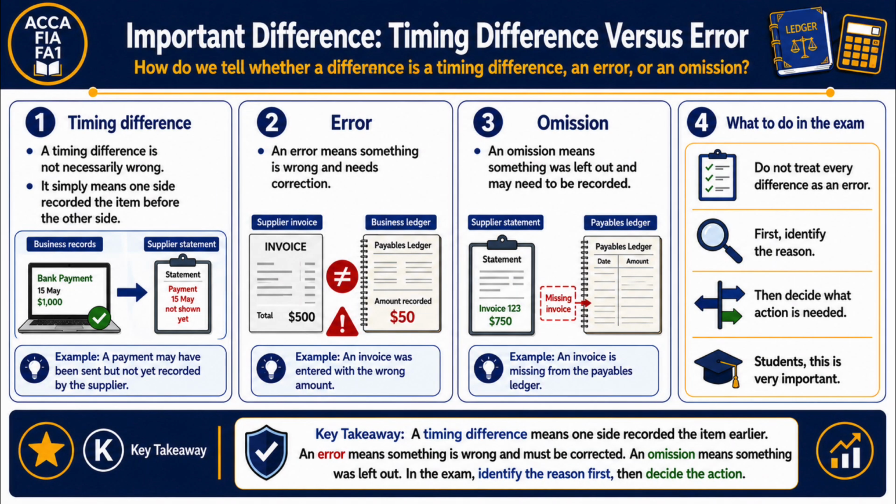Important difference: timing difference versus error. Students, this is very important. A timing difference is not necessarily wrong. It simply means one side recorded the item before the other side. For example, a payment may have been sent but not yet recorded by the supplier. An error means something is wrong and needs correction. For example, an invoice was entered with the wrong amount. An omission means something was left out and may need to be recorded. For example, an invoice is missing from the payables ledger. In the exam, you must understand the difference. Do not treat every difference as an error. First, identify the reason, then decide what action is needed.